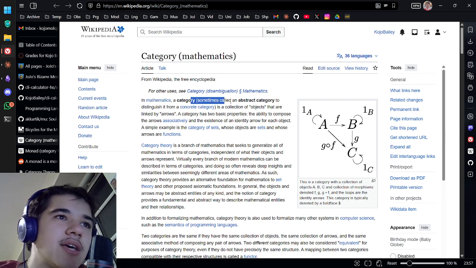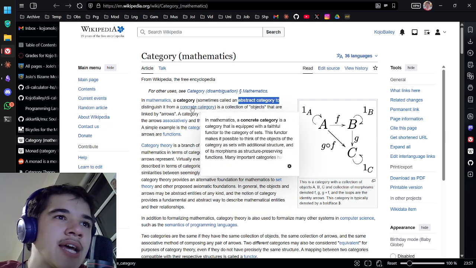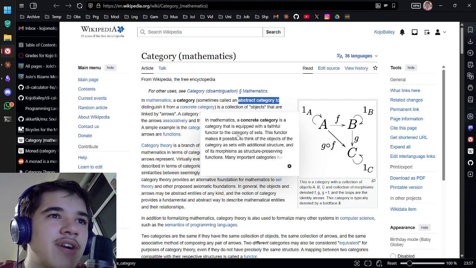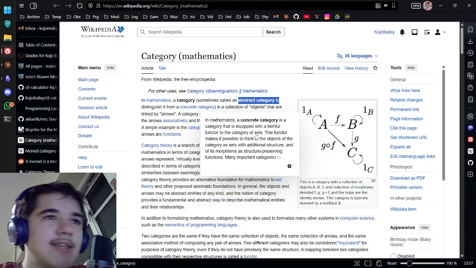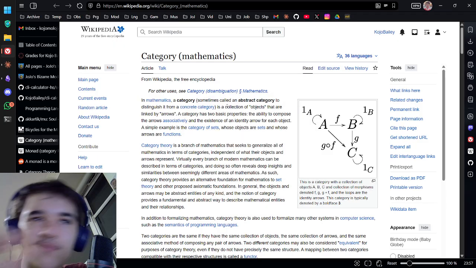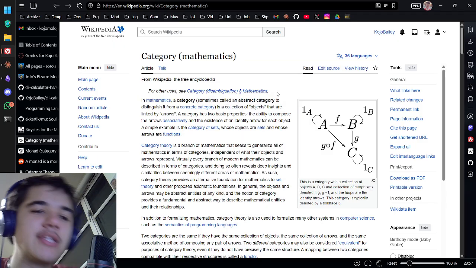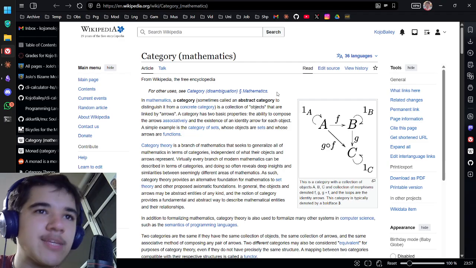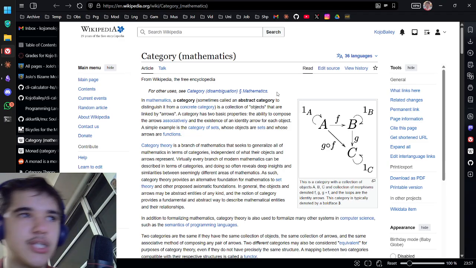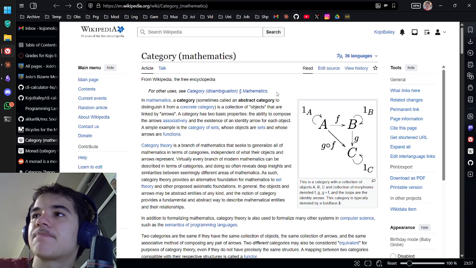Okay, so we have an abstract category and a concrete category. A concrete category is a category that's equipped with a faithful functor to the category of sets. Just based on English, abstract means more general, right? Whereas concrete is more defined, more specific. So we'll probably get to concrete category later.